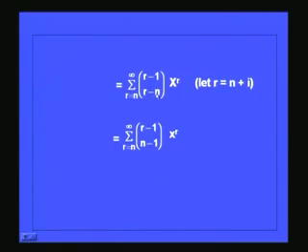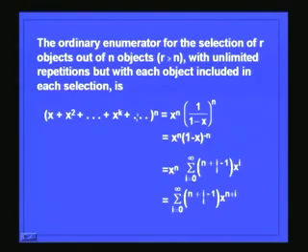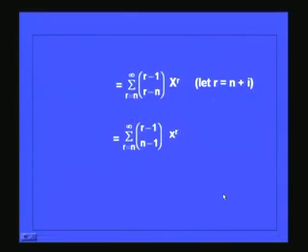Now, the coefficient of x power r, which is C(r-1, r-n), you can also rewrite in this way, because C(n, r) is equal to C(n, n-r). You can rewrite this expression like this. The coefficient gives you the number of ways of selecting r objects out of n objects, where each object is selected at least once. We have seen this expression also in the case of distributing r objects into n distinct cells, where each cell should contain at least one object, and so on.